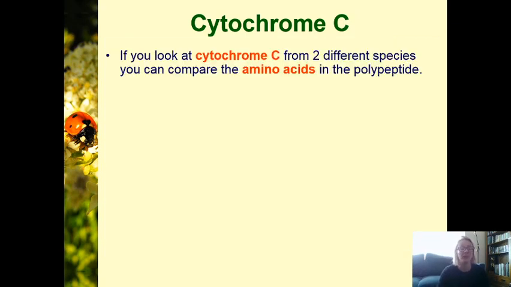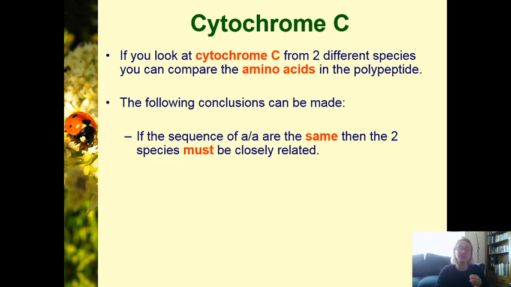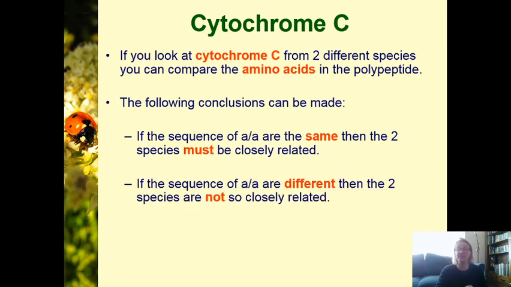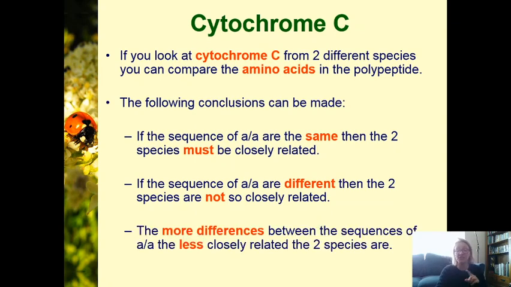But we're not really thinking about that. We're just thinking about how it can be used to classify organisms and look at evolutionary relationships. And they'll do that by actually looking at the amino acid sequence. So if they find that the sequence of amino acids are the same, then that means that the two species must be closely related to each other. And if they're different, then they're not closely related. And the more differences that there are between that amino acid sequence, the less closely related those two species are.